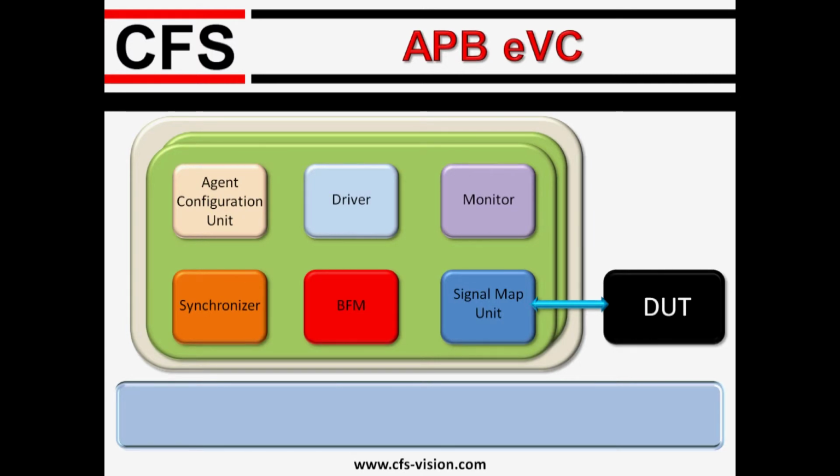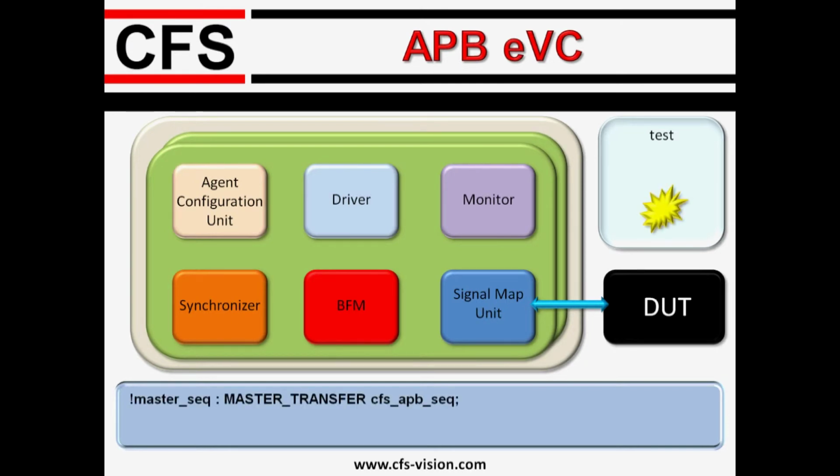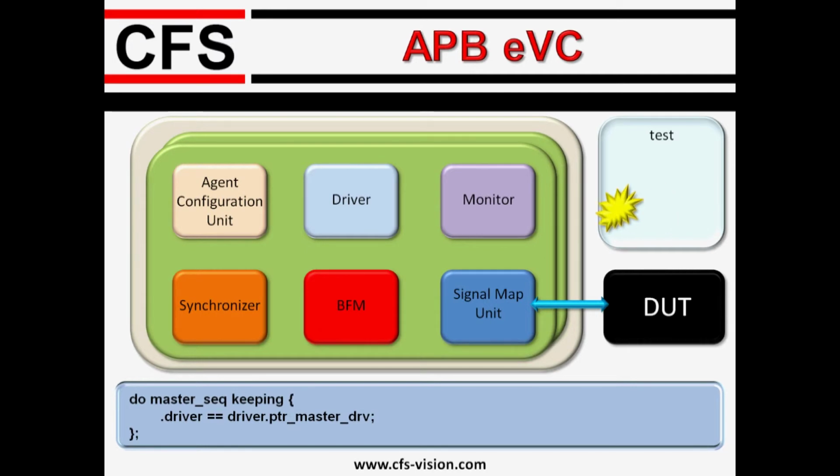For driving, one must declare in the test a sequence from sequence library. In the example below, master transfer sequence is used. Finally, declared sequence must be called. This will automatically send it to the driver, then to BFM, and finally, via signal map unit, will reach the DUT. The eVC comes with an example in which are available tests for running the most commonly used scenarios.